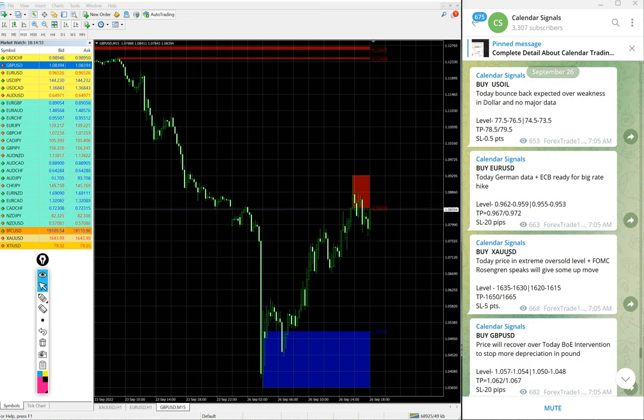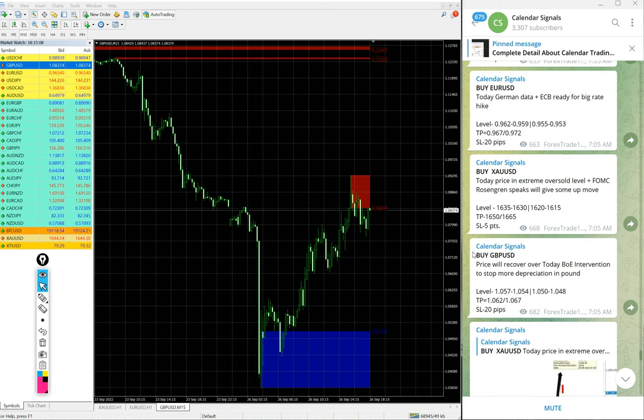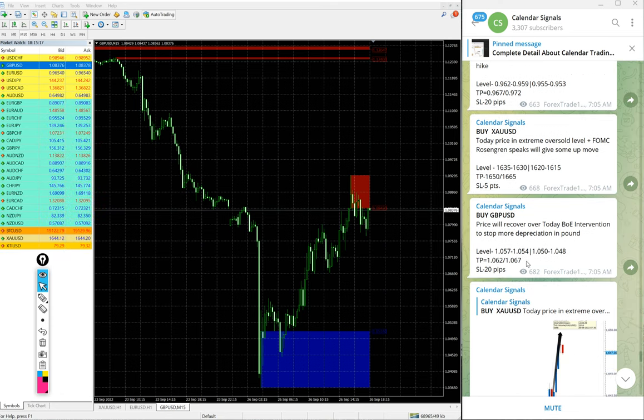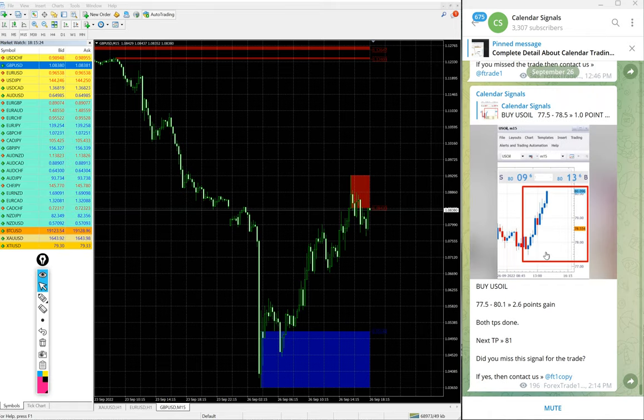So out of four signals we gave today, three performed. US oil 3.1 points well performed. EURUSD again good profit, 50 pips gain, and gold 14 points another huge profit. And GBPUSD, those who took the entry would have made huge profit, but the entry level did not reach, so we are not taking it in the performance. So out of four, three performed today.